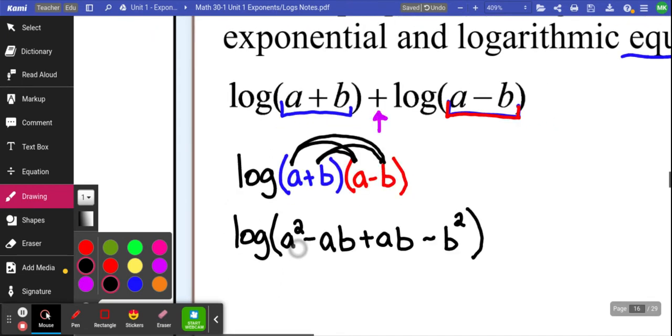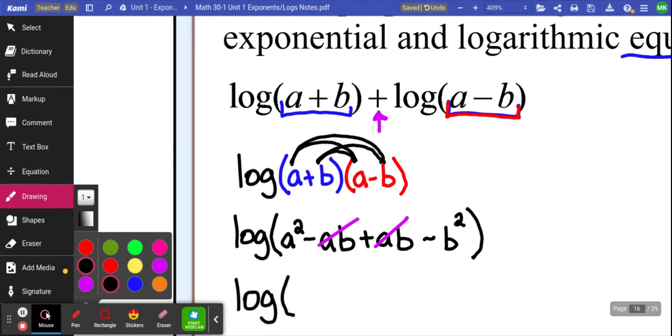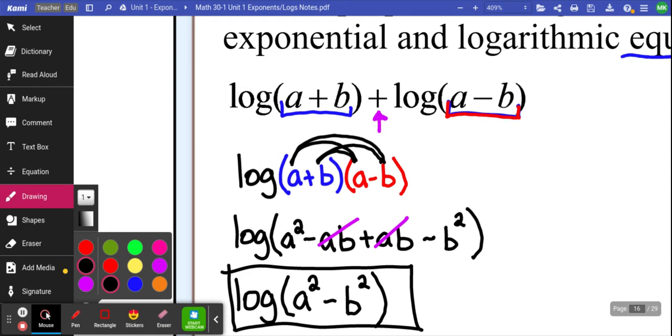Those middle terms you'll notice, I have a positive AB and I have a negative AB. Those can cancel each other out. That means this simplified to be log of A squared minus B squared. That is my simplified log expression.